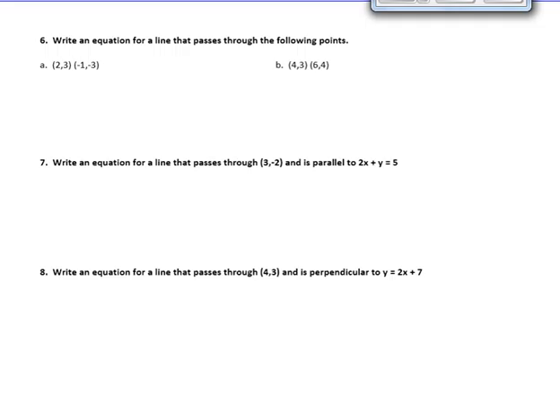On number 7, we're writing an equation of a line that passes through another point, but it's parallel to 2x plus y equals 5. Parallel means that it has the same exact slope. So I have to find the slope of this equation, and the fastest way for me is to solve it for y. I'm going to subtract 2x from both sides, and I get y is equal to 5 minus 2x, or you could put negative 2x plus 5, and that'd be fine. What I'm looking for is the slope, and here's the slope: the slope is negative 2.